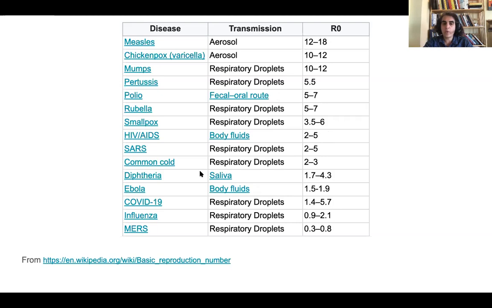Diphtheria, where you have to come in direct contact with somebody's saliva, and polio, which like cholera is carried through the fecal-oral route, largely carried in contaminated water. And it's worth pointing out at this point that R0 is not some absolute fact about the disease. It depends on the disease and a population.